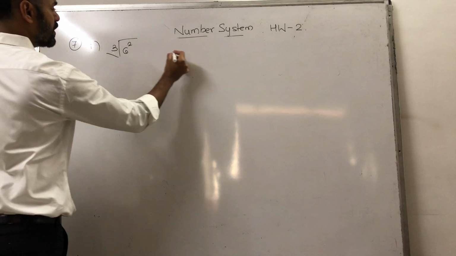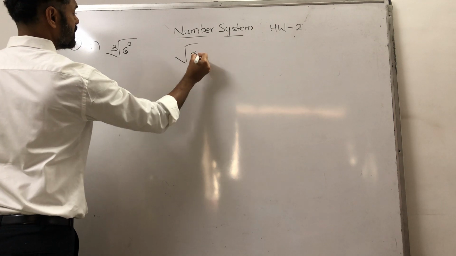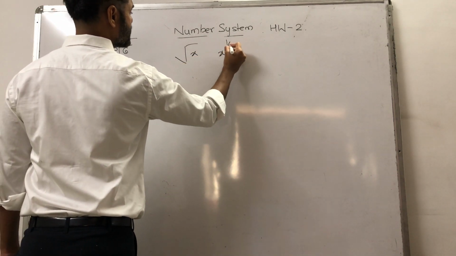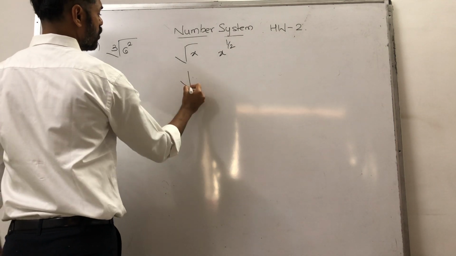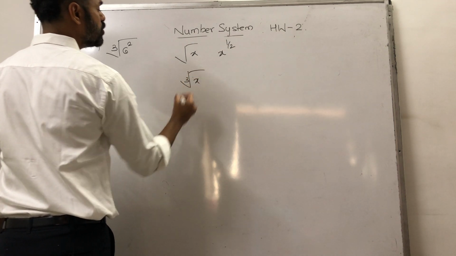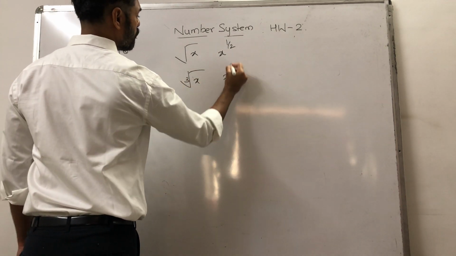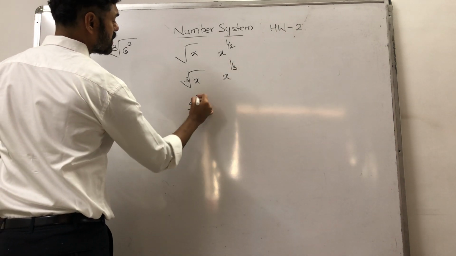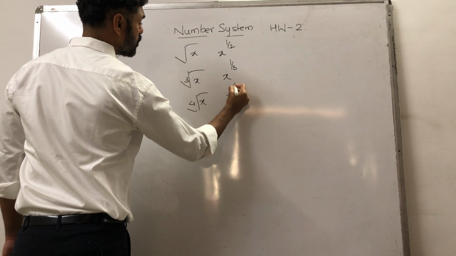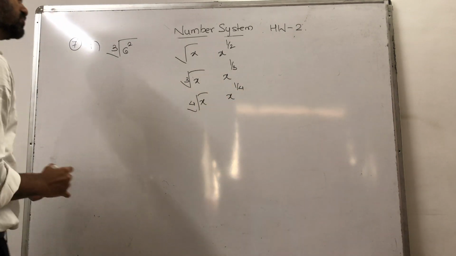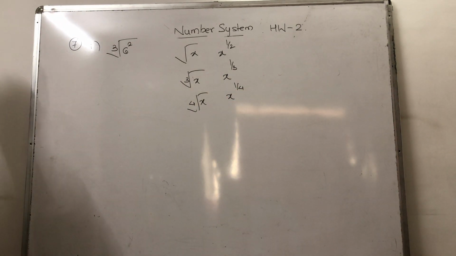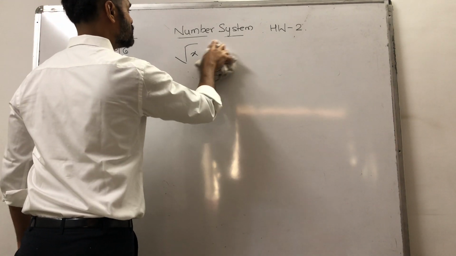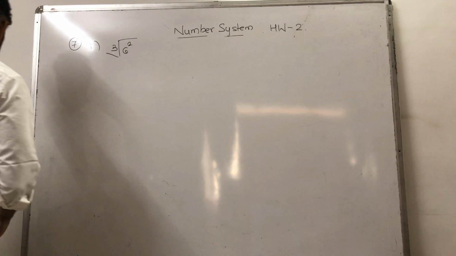First important thing to understand, what is this? This is square root of x. Square root of x can be expressed as x raised to 1 by 2. What is this? Cube root of x. You can write cube root of x as x raised to 1 by 3. What is this? Fourth root of x. Fourth root of x can be written as x raised to 1 by 4. Once this is clear, we can proceed with the solution.